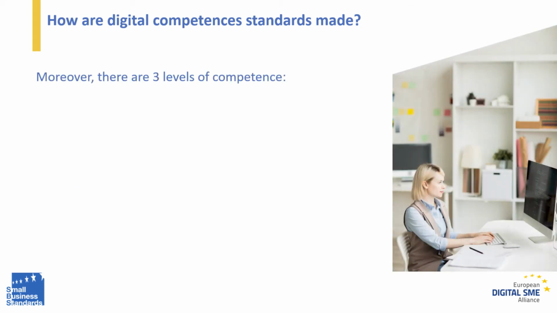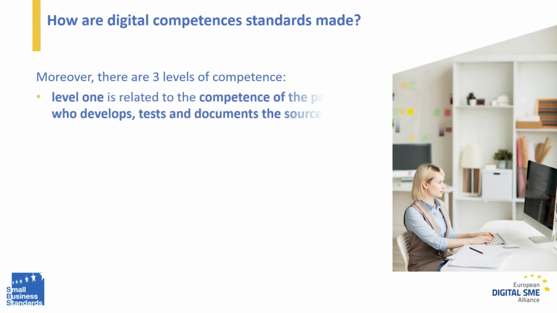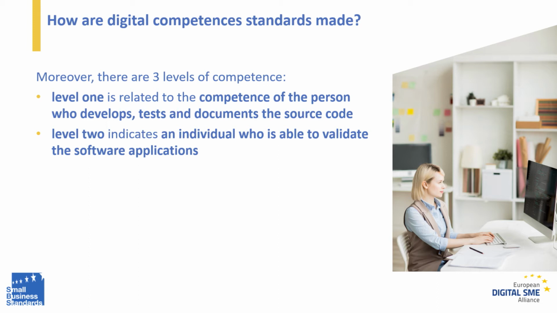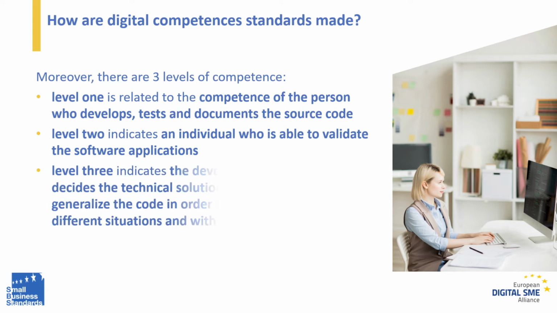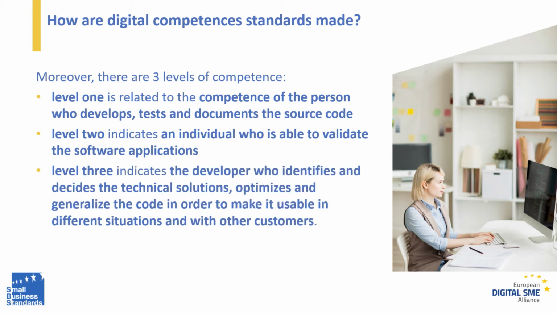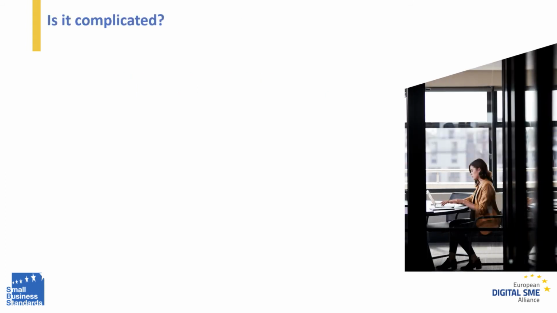Moreover, there are 3 levels of competence. Level 1 is related to the competence of the person who develops, tests and documents the source code. Level 2 indicates an individual who is able to validate the software applications, while Level 3 indicates the developer who identifies and decides the technical solutions, optimizes and generalizes the code in order to make it usable in different situations and with other customers.